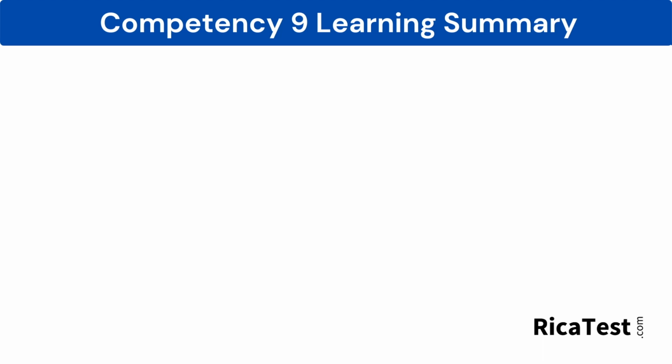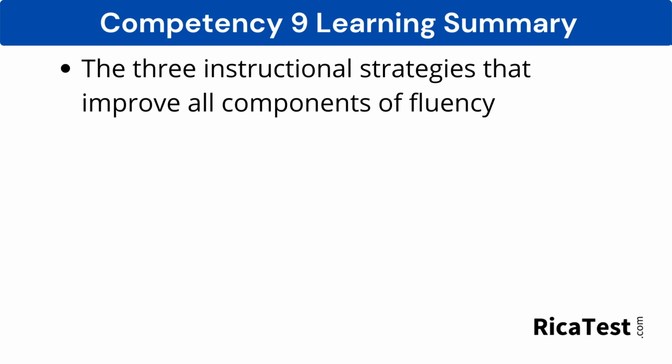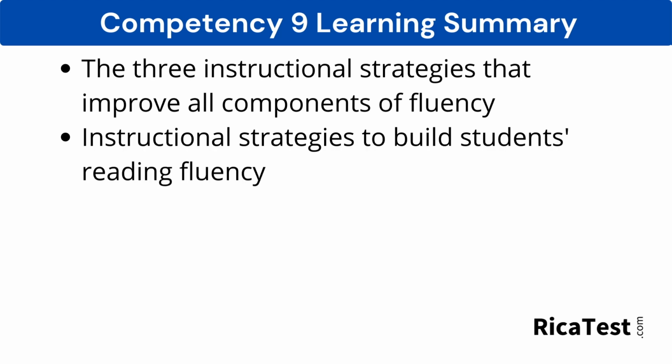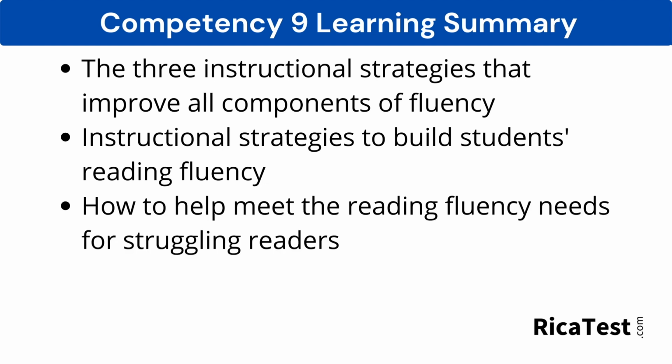Before we conclude the Competency 9 lesson, let's recap the key learnings. In this lesson, you learned how to promote students' fluency development. Specific topics covered include the 3 instructional strategies that will improve all the components of fluency. Can you remember what they are? Accuracy, rate, and prosody. Next, you learned about the instructional strategies that you can use to build students' reading fluency. The instructional strategy that we recommend that you use on your RICA test is called monitored oral reading.